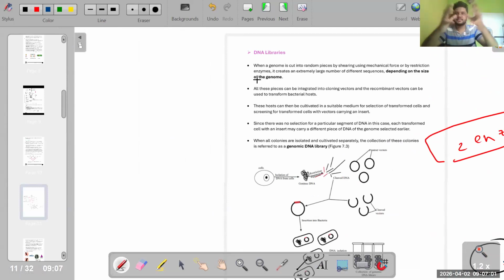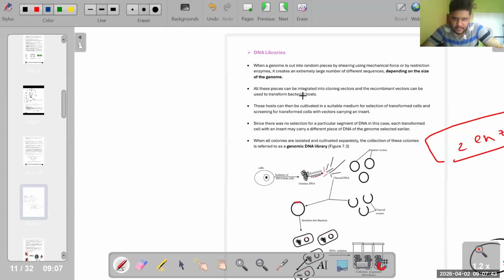So if the size of the genome is larger, what about the DNA segments? What happens to the number of DNA segments? Will it be high or low? Larger. Okay. If the size of the genome is very, very small, what happens to the number of DNA segments or the number of genes? Lower. Very good. The first statement is clear, right? Now we're going to the second part.